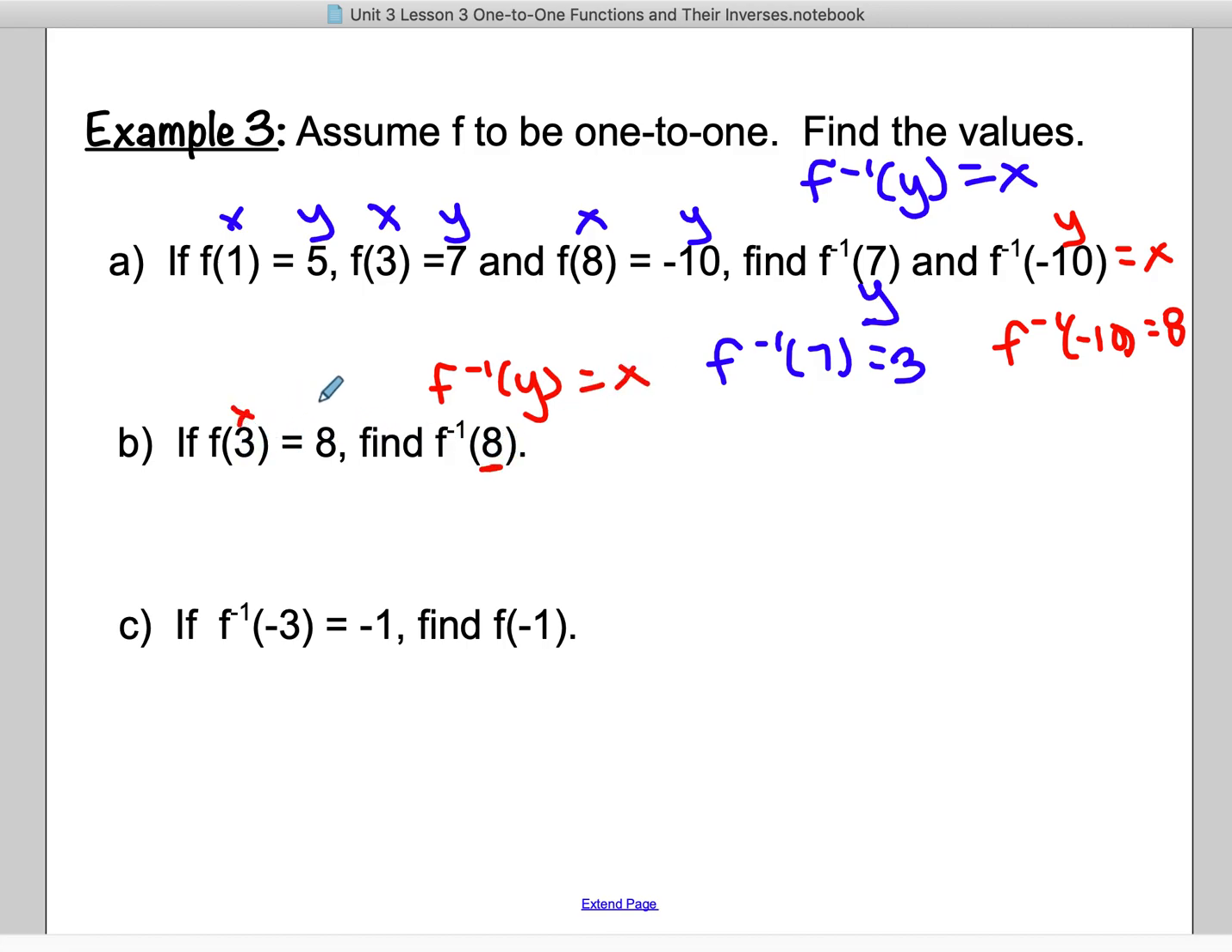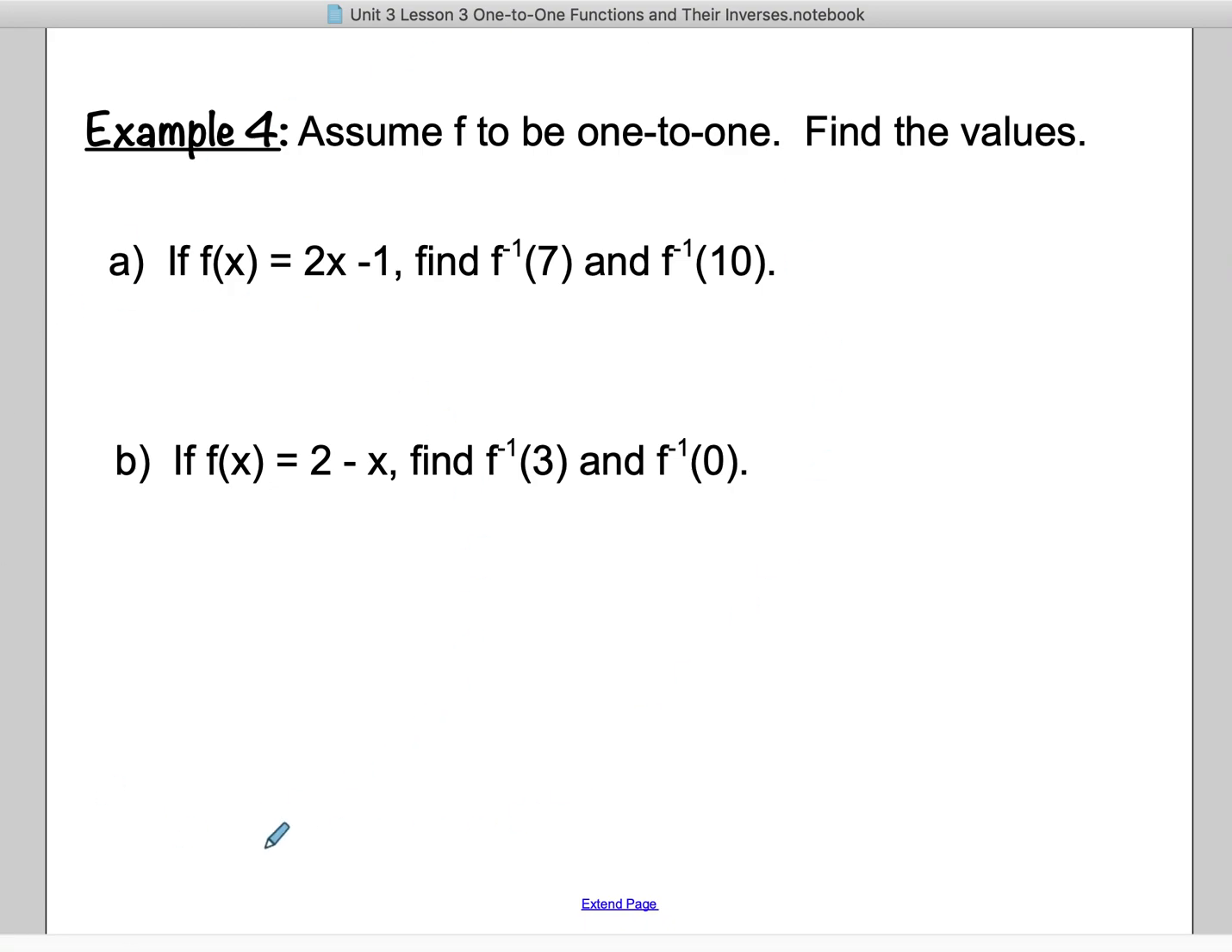Well, this is an x and this is a y, so this would be equal to 3. And then this one's telling me my inverse. So this is f inverse of y equals x. So now this is telling me my x is -1. What's our y value going to be? -3. So there is example 3.